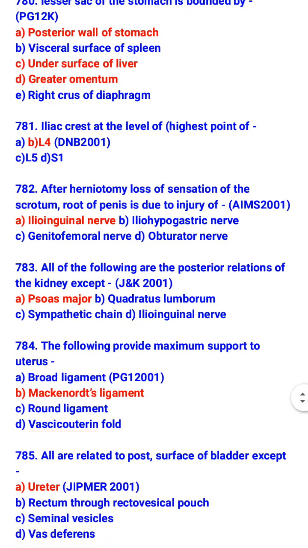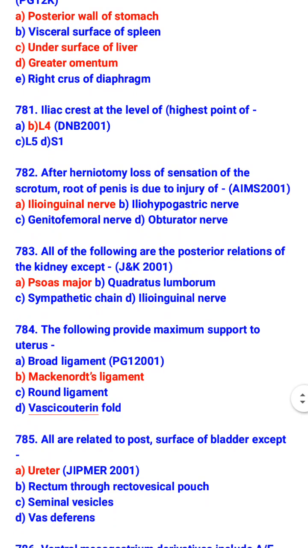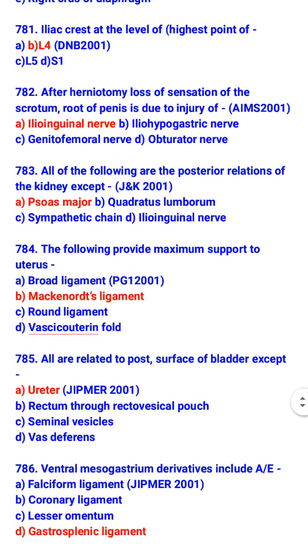All of the following are the posterior relationship of the kidney except psoas major. So posterior relation of kidney is quadratus lumborum, sympathetic chain and ilioinguinal nerve. The following provides maximum support to uterus: McRobert's ligament. All are related to posterior surface of bladder except ureter. So which structures are related to posterior surface of bladder? Rectum through rectovesical pouch, seminal vesicles and vas deferens.